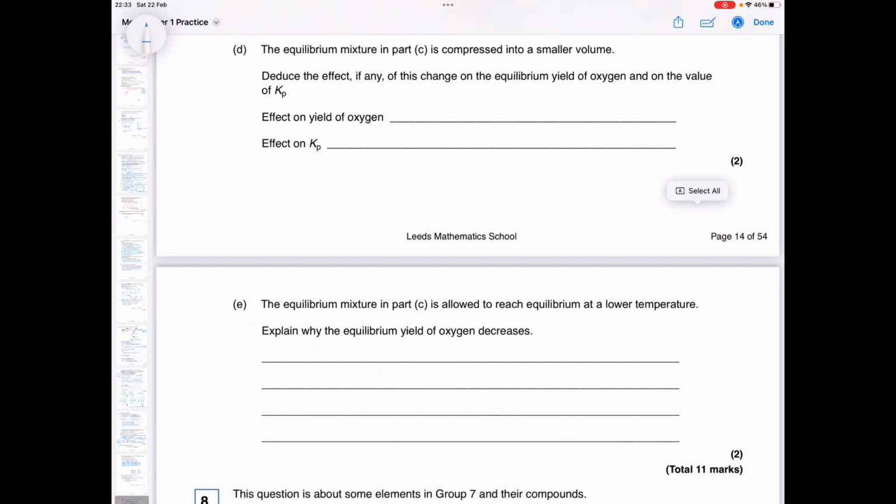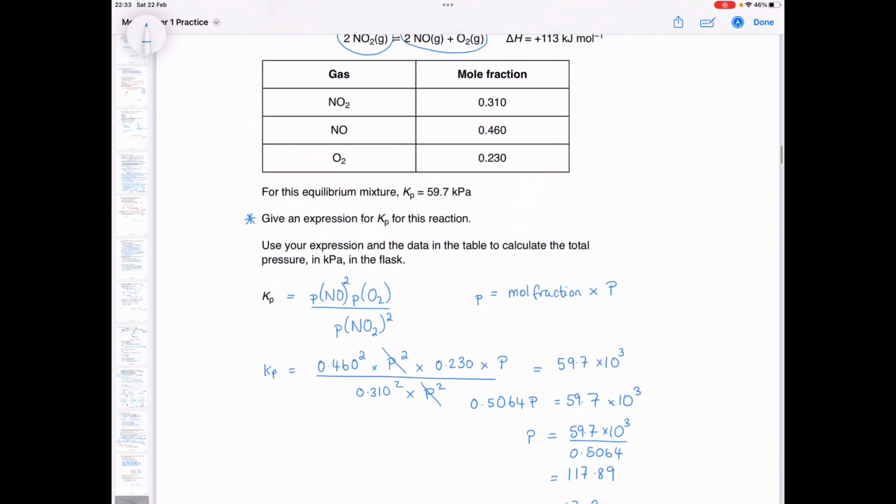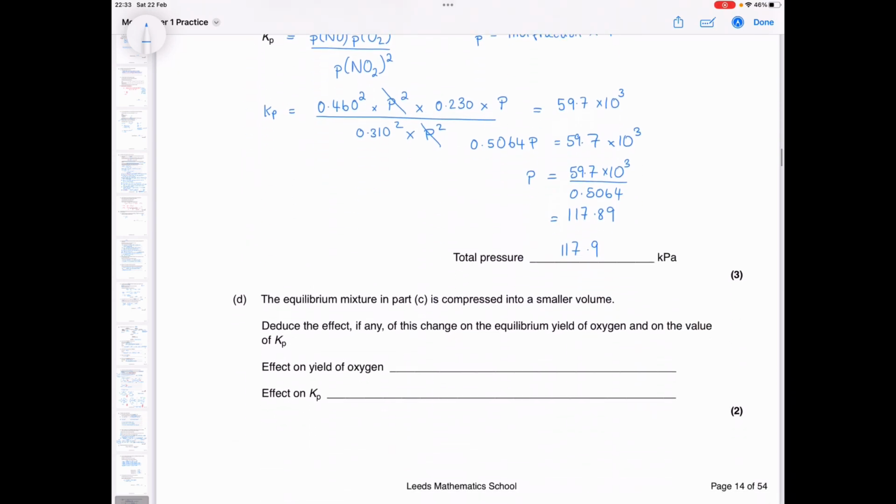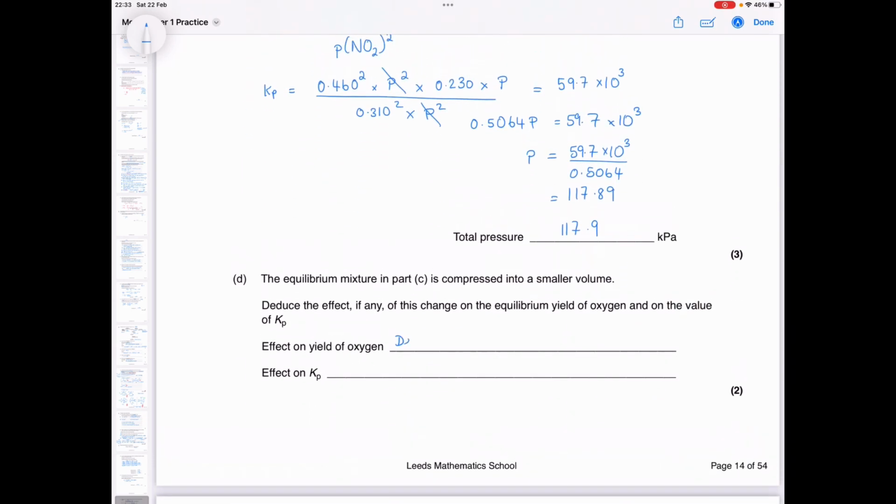In part D, we're asked to consider the equilibrium mixture being compressed into a smaller volume. So compressing the mixture into a smaller volume will increase the pressure. Have a look at the equilibrium. Increasing the pressure will send the equilibrium to the side with fewer moles, which is to the left. That will reduce the amount of oxygen, so the yield of oxygen will decrease. However, this does not affect the Kp. The value of the equilibrium constant remains the same. There'll be no change to the Kp.